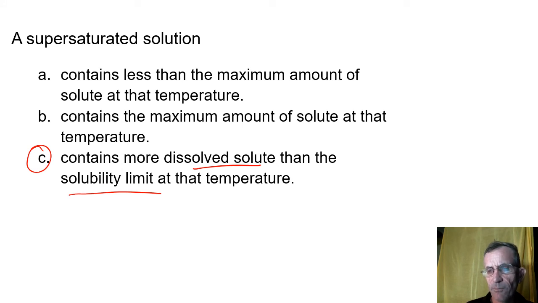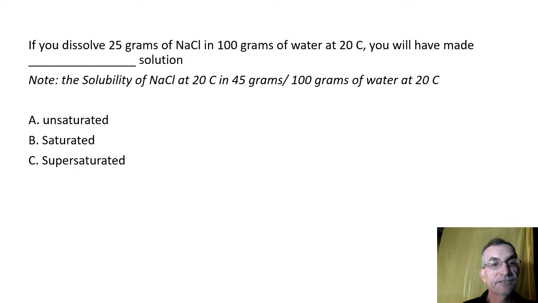All right, let's do one more practice question here. Our second practice question on this topic. If you dissolve 25 grams of salt, NaCl, in 100 grams of water at 20 degrees, you will have made a blank solution. Now, I tell you an important fact underneath that. The solubility of NaCl at 20 degrees is 45 grams per 100 grams of water. What's the right answer? A, B, or C? Oh, it should be A.